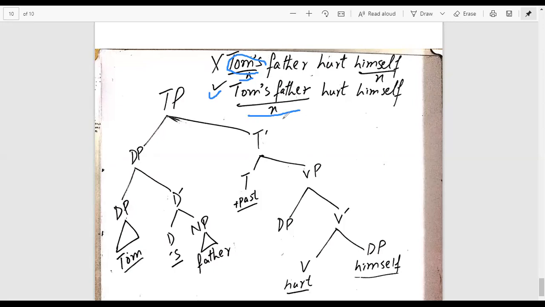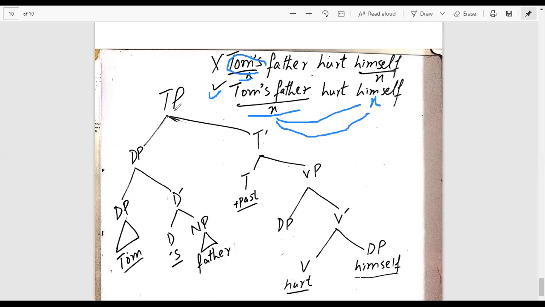So I use this X because it will co-index. Sorry, I forgot to write X here. So this is also X because it is co-indexing himself as well, and it is also C commanding himself as well. Whereas Tom is not doing the same with himself. So let us see here.